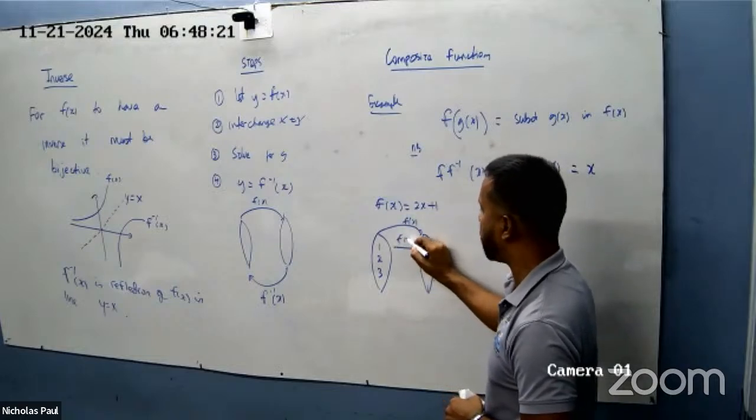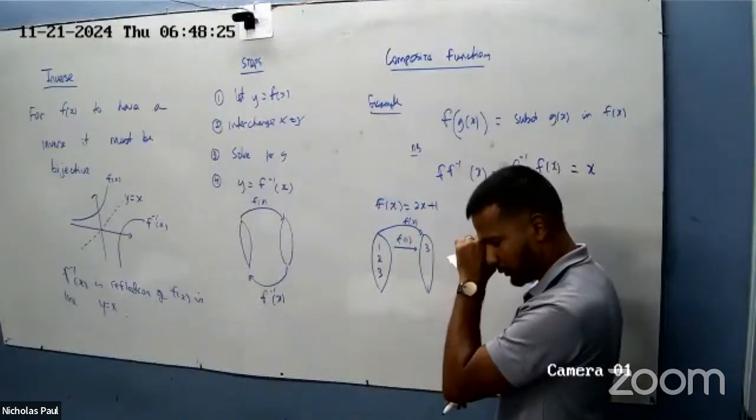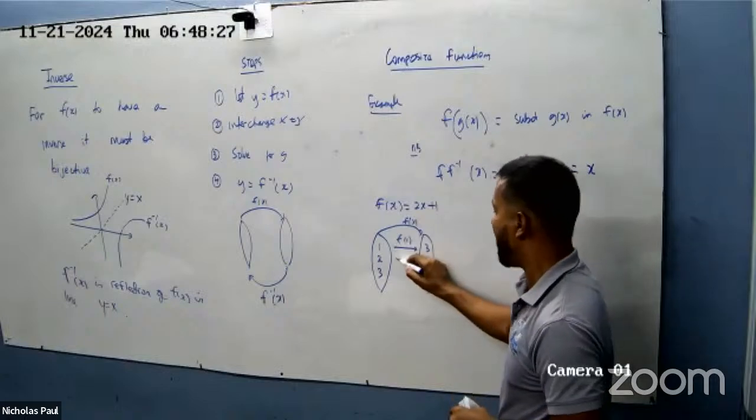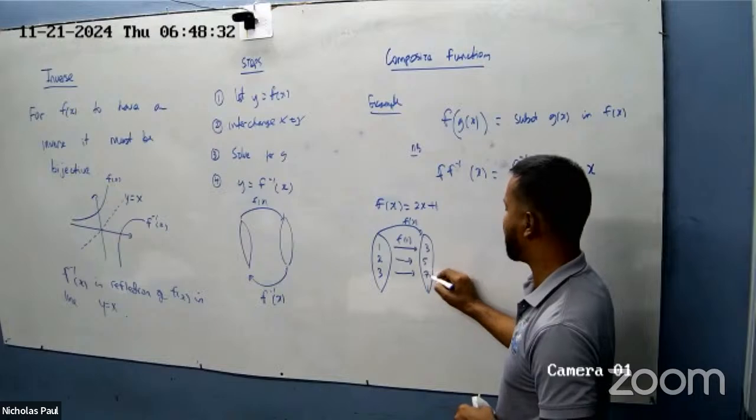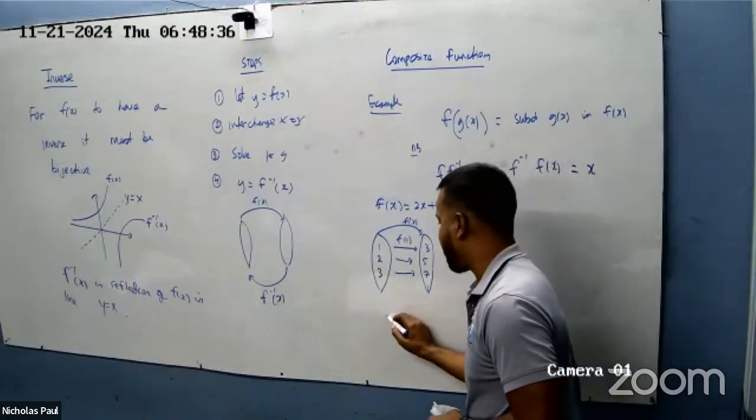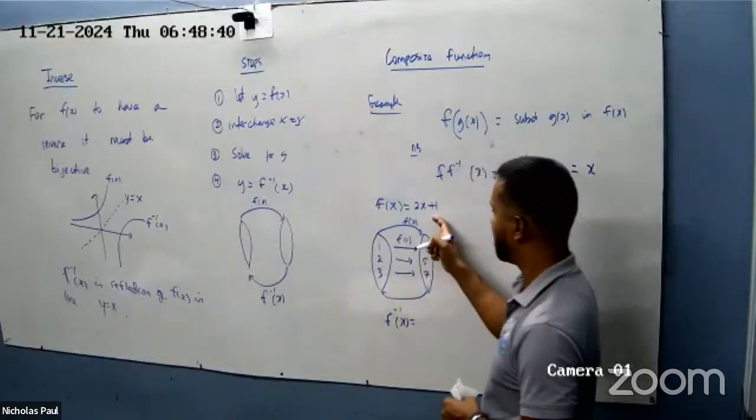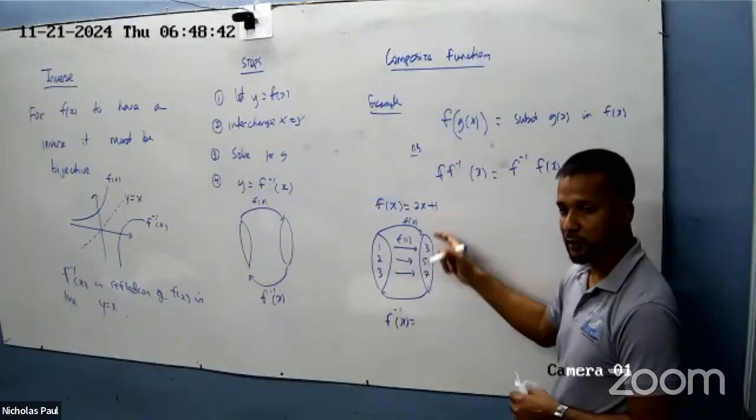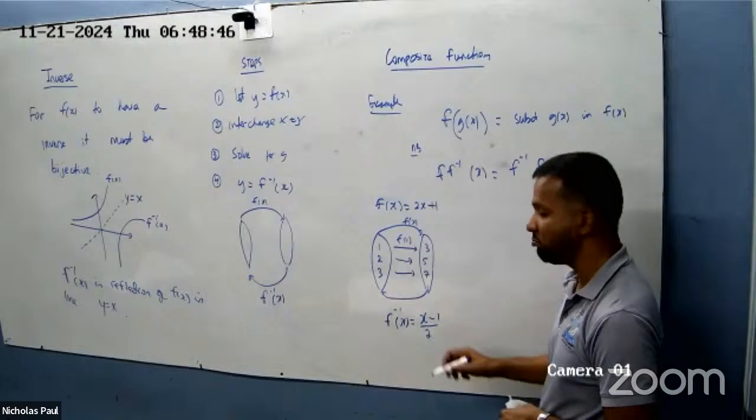When I put 1 in there, f of 1 will give me 3. When I put 2 in here, I'll get 5. When I put 3 in here, I'll get 7. That's okay? Quickly, top of your head, what is f inverse x? Could you inverse that fast enough? What do you get? x minus 1 on 2.